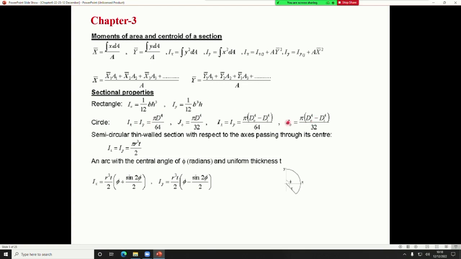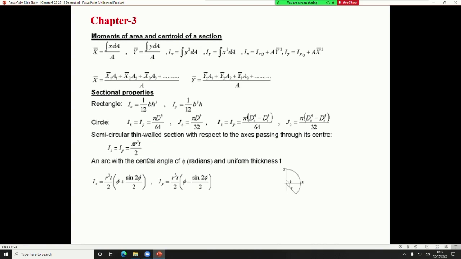These are for tubes with the outer diameter of DO and inner diameter of DI, Ix and Iy. And J is obviously the summation of these two. For thin sections, we can also use an approximate solution for finding the second moment of area in the X or Y directions for a thin walled cylinder.